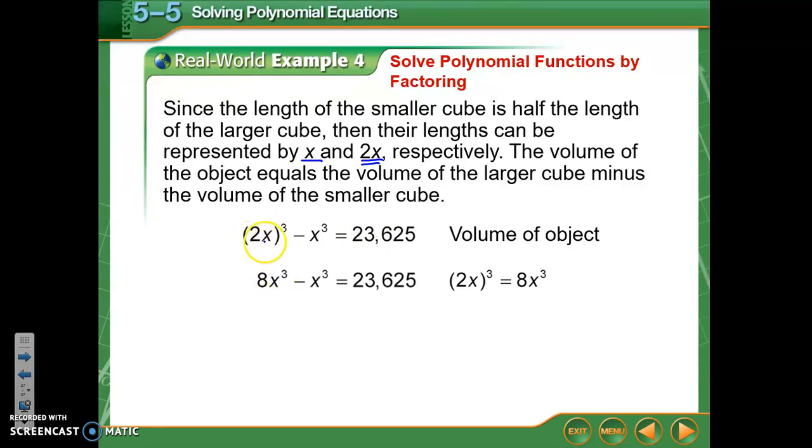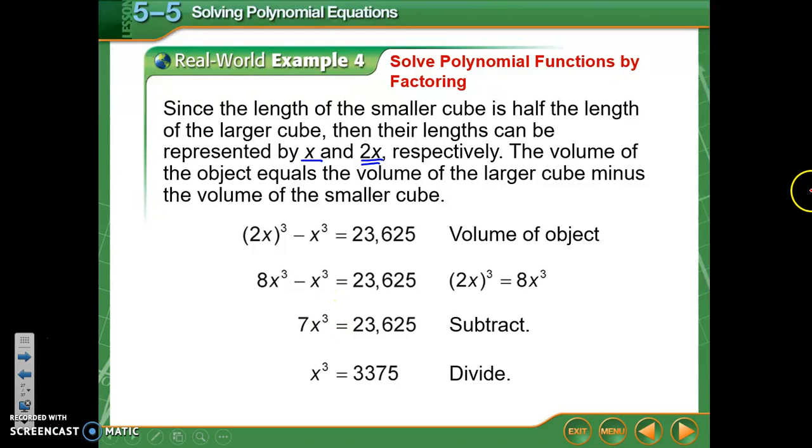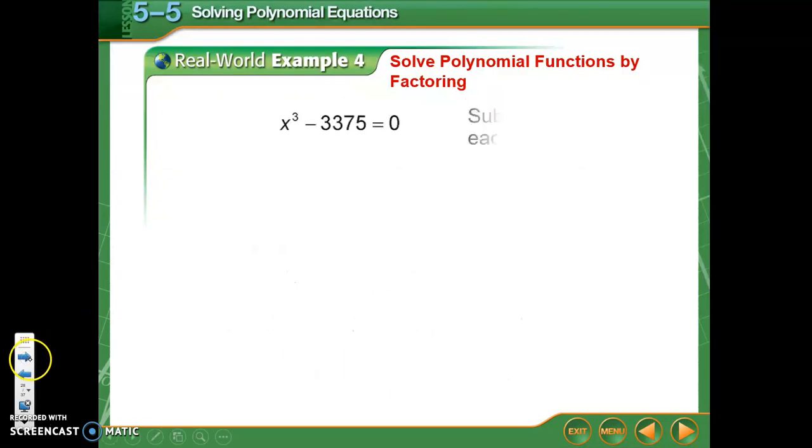So here we simplify. 2x quantity cubed is 8x cubed, and then 8x cubed minus x cubed is 7x cubed. So notice, in this case, I didn't have to do any factoring. Why? Because I only have an x cubed, and I can get the x cubed alone, or isolate it, by dividing both sides by 7. So I get x cubed equals 3,375. Then all I have to do is move that 3,375 to the left-hand side. So now I have x cubed minus 3,375.